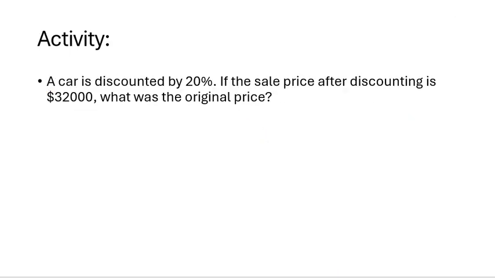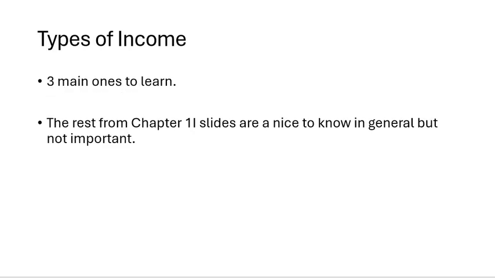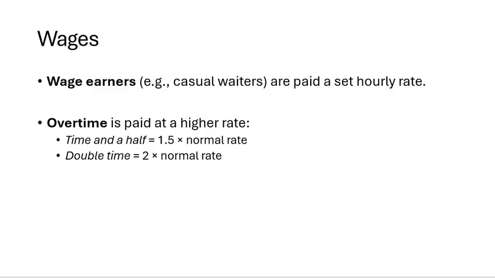Try this one out for yourself. We'll go from there. All right, types of income. Three main ones I just want you to learn. The rest are pretty much just for general knowledge, not really important. Wages, okay? You need to know this. This is very important. You need to know what time and a half means and what double time means, because you need to calculate the new hourly rate when people work during these times.